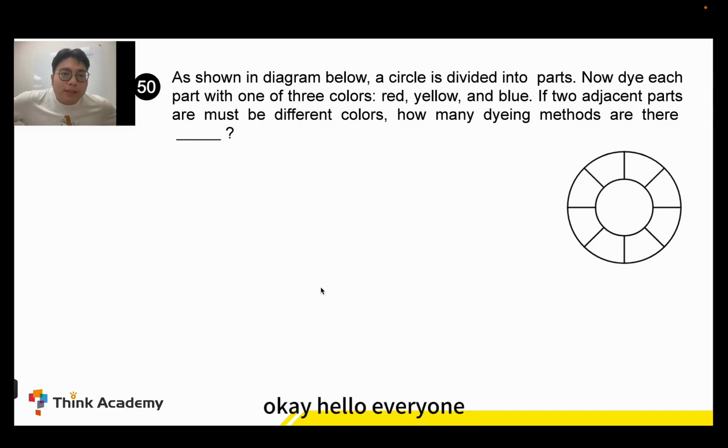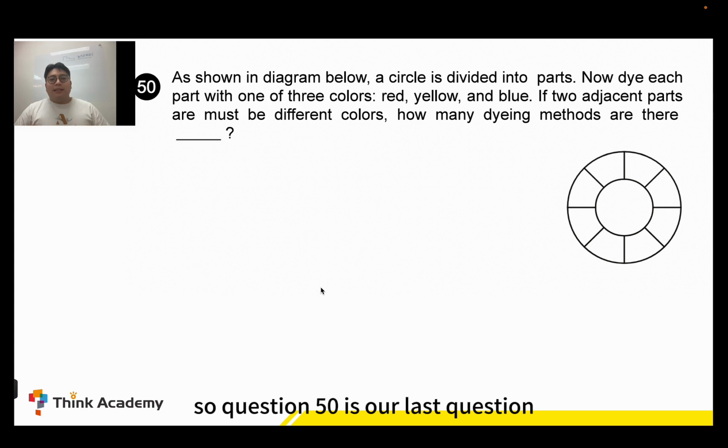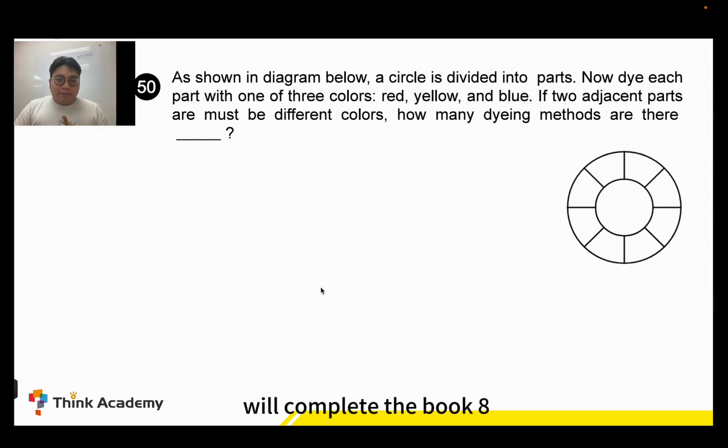Okay, hello everyone. Today let's look at our question 15. Question 15 is our last question. Congratulations, we will complete book 8. So let's see question 15.